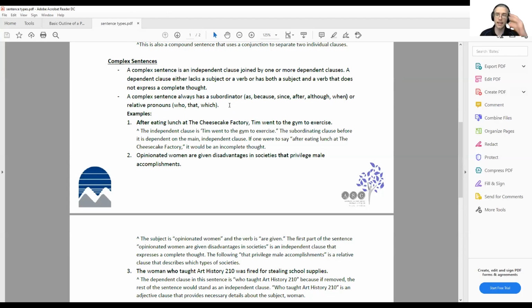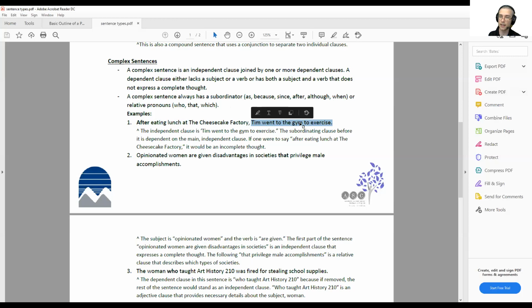A complex sentence takes that independent clause and attaches it to a dependent clause. So it takes the independent clause that could work as a sentence on its own, it's a complete thought, and it takes the dependent clause that is not and cannot work as a sentence on its own and joins them together. After eating lunch at the Cheesecake Factory, dependent clause, because of the subordinating conjunction after, Tim went to the gym to exercise. Independent clause.